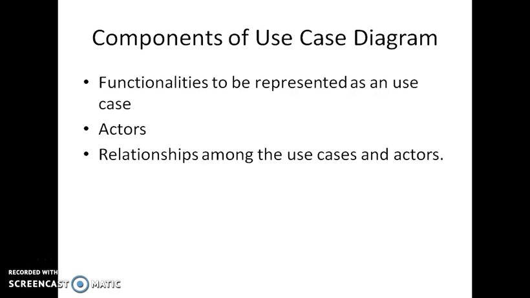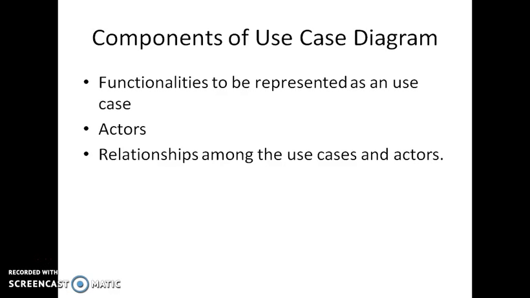The different components of use case diagrams are the functionalities to be represented as a use case, actors, and the relationship among the use cases and actors. Actors can be anything that interacts with the system. For example, customer, web client, student, passenger, payment systems. These can be different examples of actors.